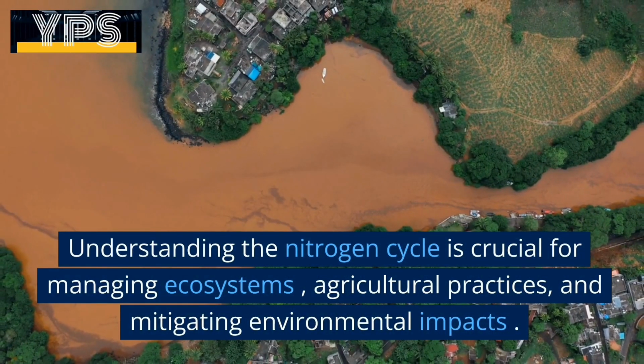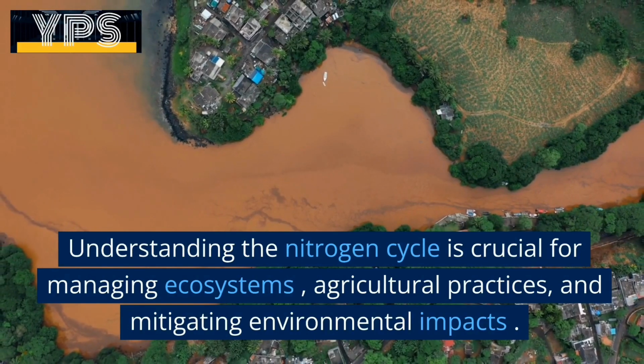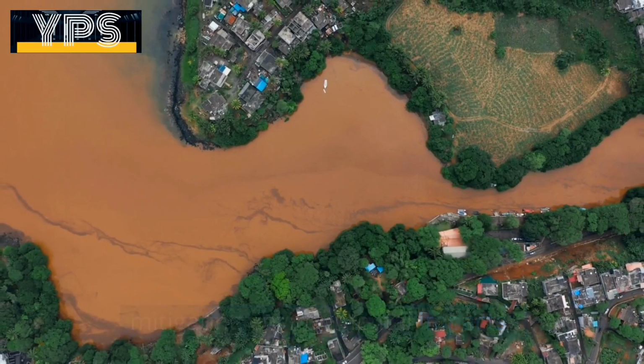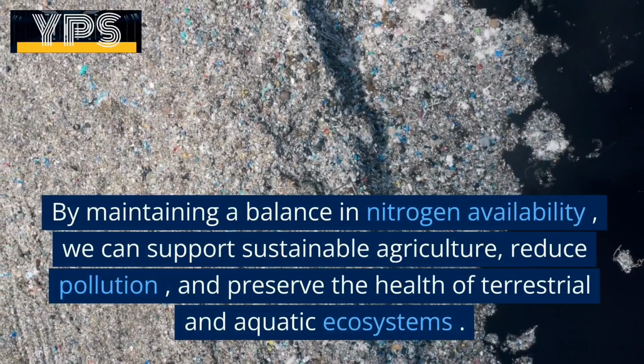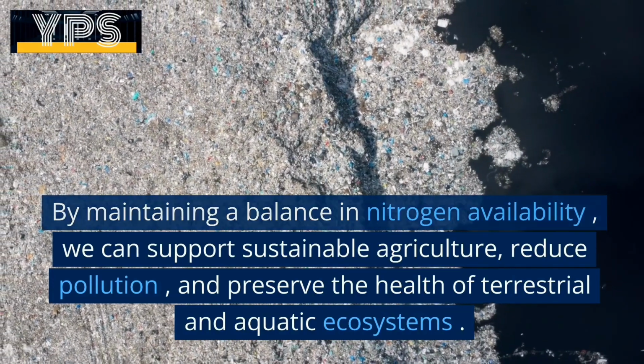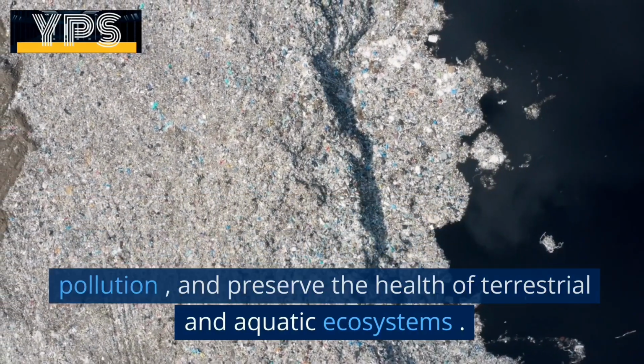Understanding the nitrogen cycle is crucial for managing ecosystems, agricultural practices, and mitigating environmental impacts. By maintaining a balance in nitrogen availability, we can support sustainable agriculture, reduce pollution, and preserve the health of terrestrial and aquatic ecosystems.